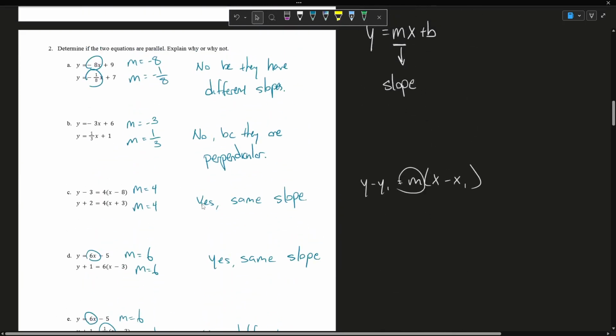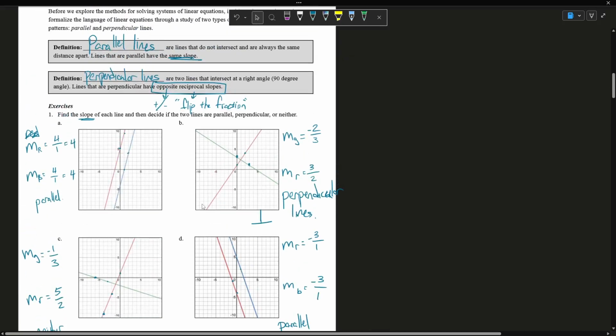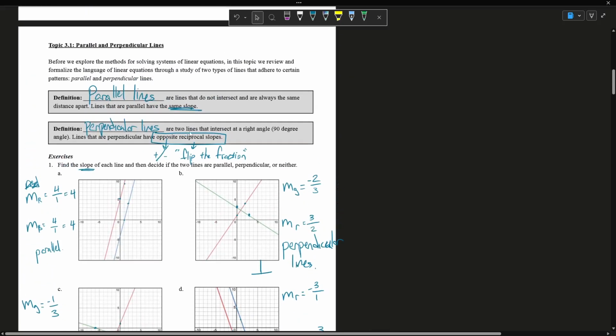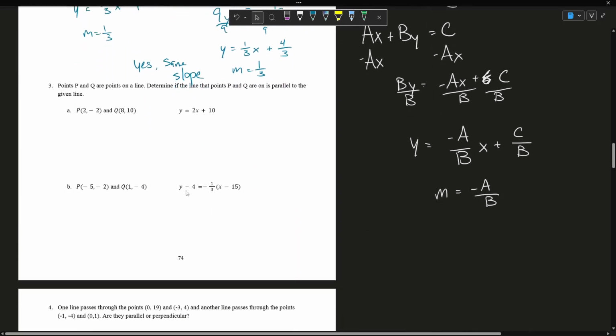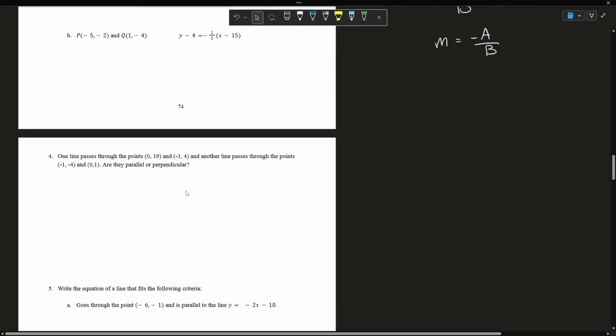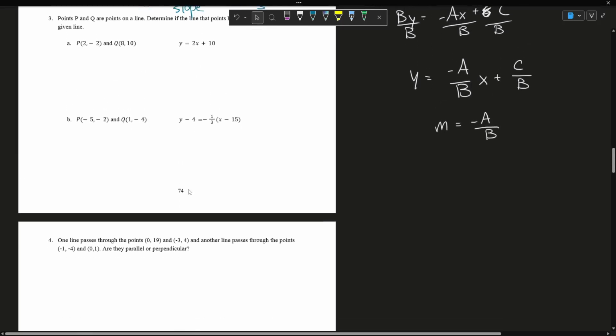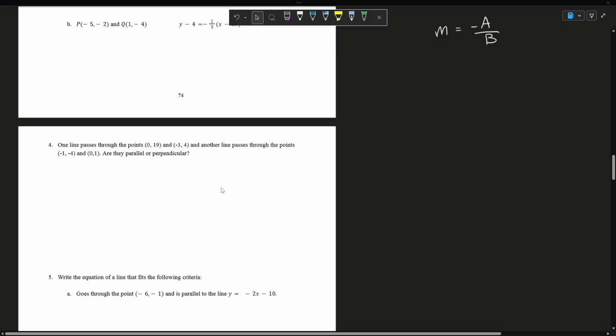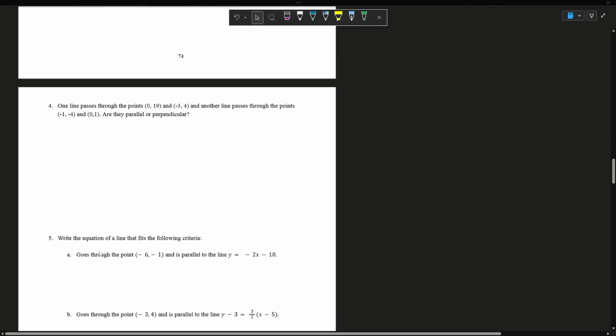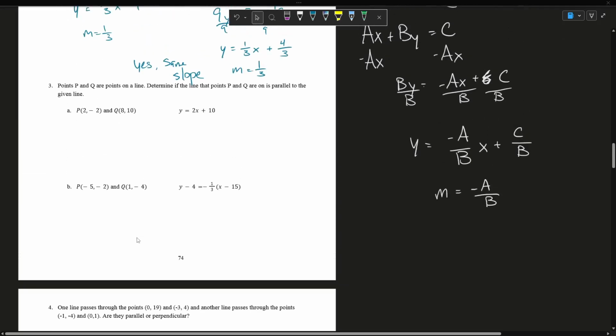So all this really boils down to, we just need the same slope, or we want to see opposite reciprocal slopes. Now, for these, I'm going to speed a bit through 3 and 4, because 5 is pretty important. But we just continue the same process. We're just asking a question in a different way.